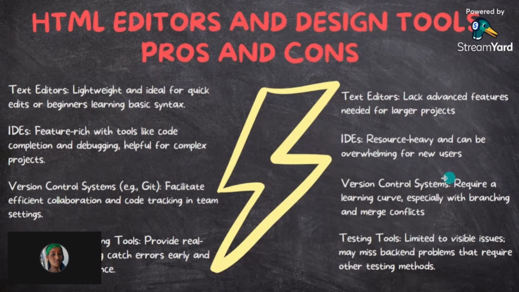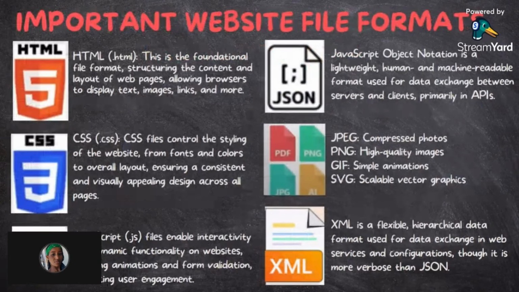On the next slide, we talk about the important website file formats. Different file formats serve specific purposes in web development, influencing how content is structured, styled, and displayed. In the case of HTML, they form the foundation of web pages, organizing text, links, images, and other elements. It ensures web content is structured and readable by browsers. Then for CSS, it controls layout, fonts, colors, and spacing. CSS is crucial for achieving a cohesive and visually appealing design across pages.